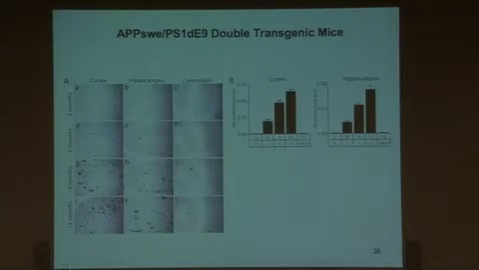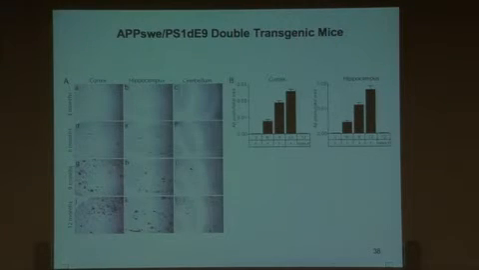So then, because of the Swedish Indiana mutation, we had to wait a very long time for amyloid deposits to occur, close to 12 months of age. We actually analyzed another APP mouse line. And this APP mouse line is a Swedish, and it also contains the presenilin-1 delta E9, exon 9 deletion.